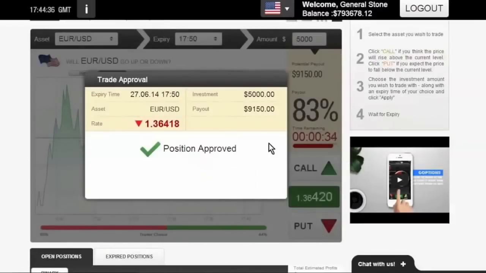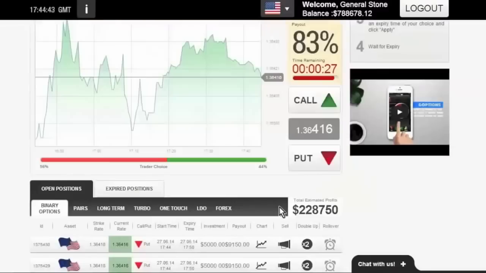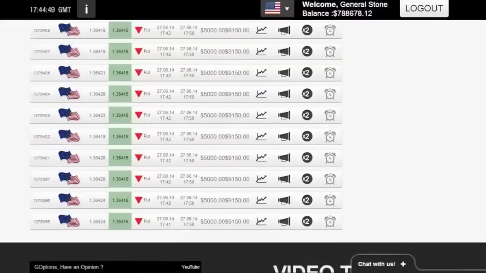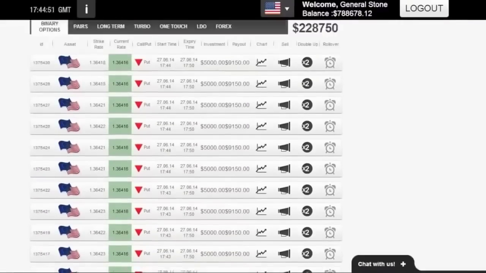I'll take that last trade there, 420. I'll take that as much as I can, 418 as it skips around. And now you can see, look at that. All of my open trades are in the green. So let's go back to the chart.